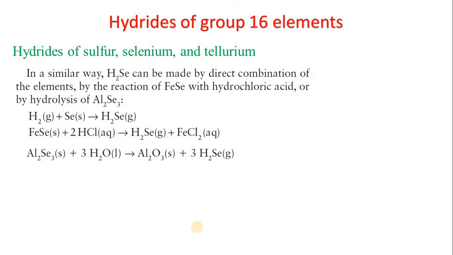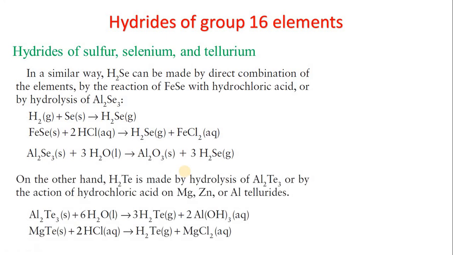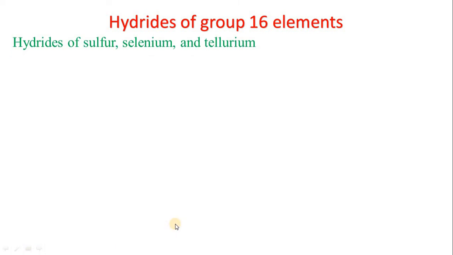In a similar way, if we want to prepare H2Se and H2Te, what do we have to do? Just treat hydrogen gas with selenium and you will get H2Se gas. Or ferrous selenide, on reacting with hydrogen chloride, gives H2Se, and aluminium selenide when treated with water gives dihydrogen selenide, H2Se. Similarly, H2Te is prepared by the following reaction.